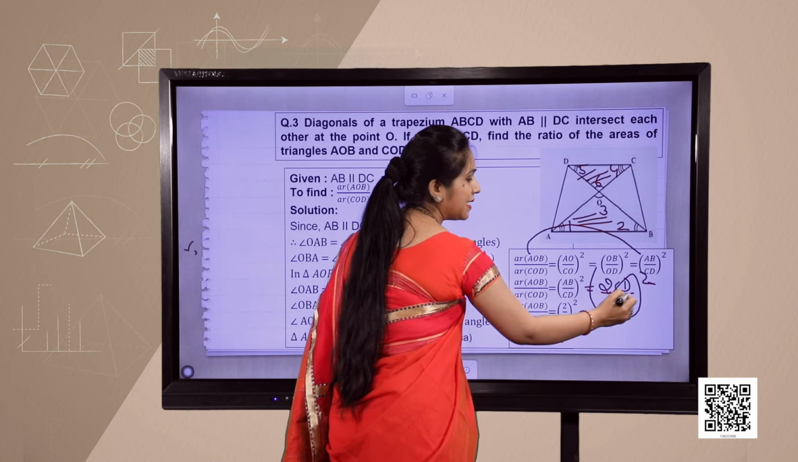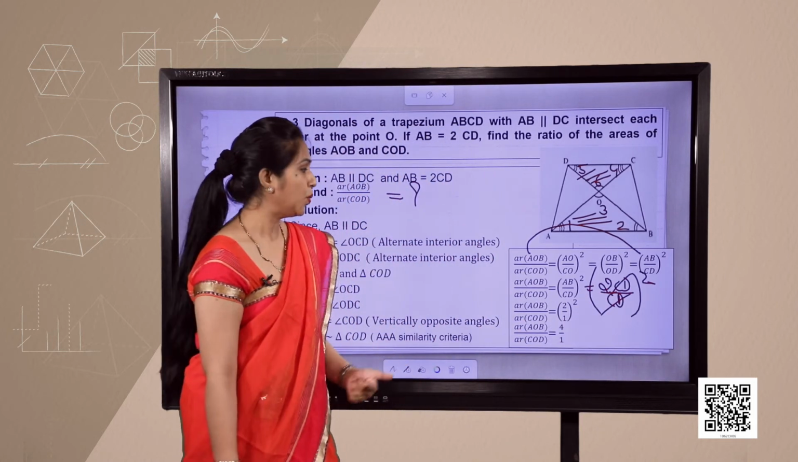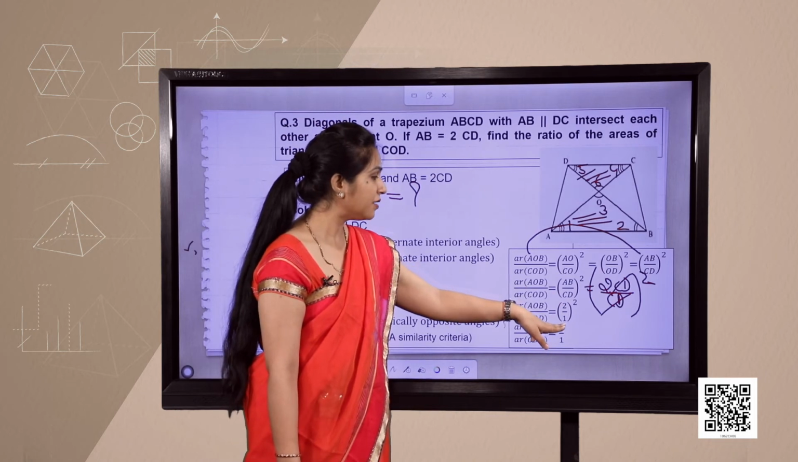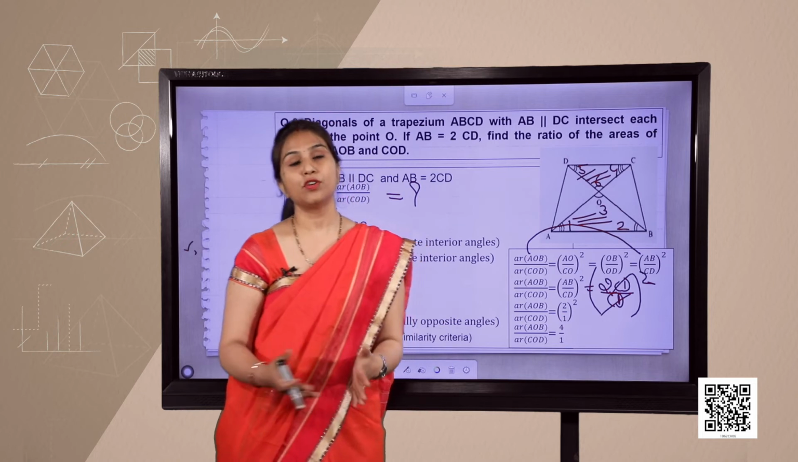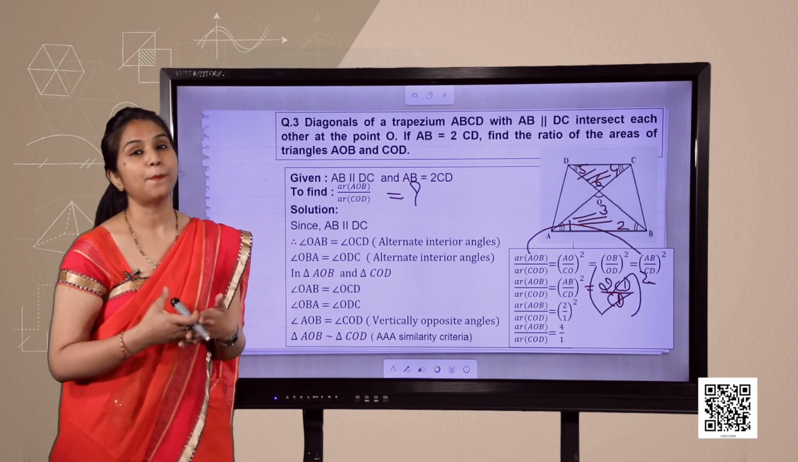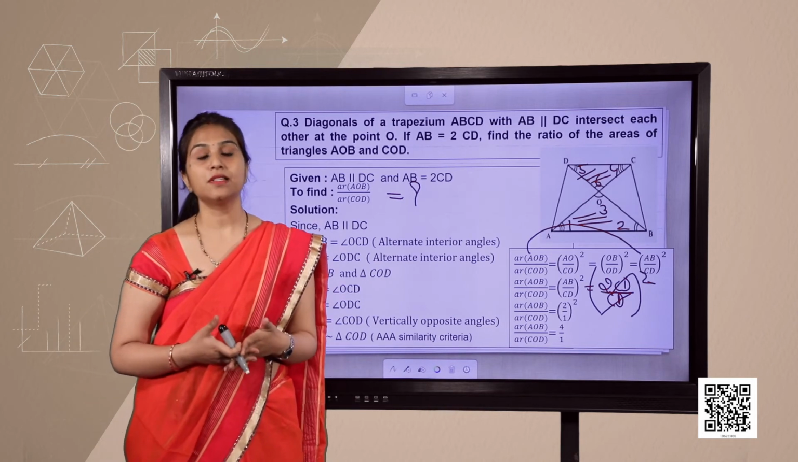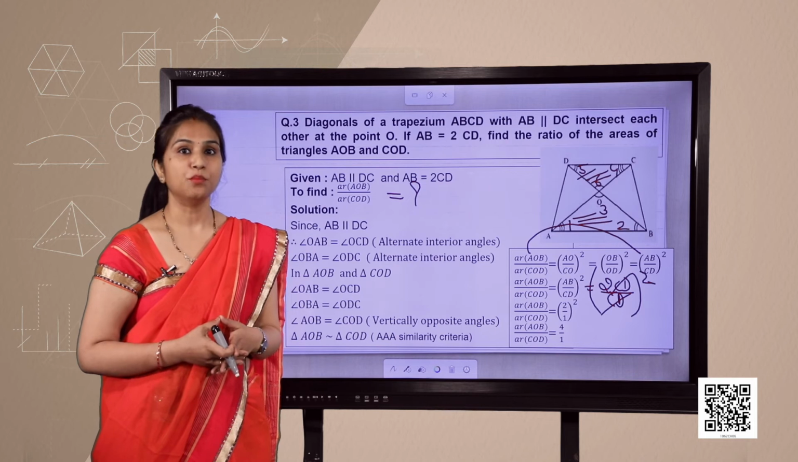Now children, this CD and CD get cancelled. So what are we left with? Only 2 upon 1. So here we have 2 by 1 and the square of 2 is 4. 1 square is 1 only. So we got the answer that the ratio of the area of triangle AOB upon triangle COD is equal to 4:1. Now let us take one more example.